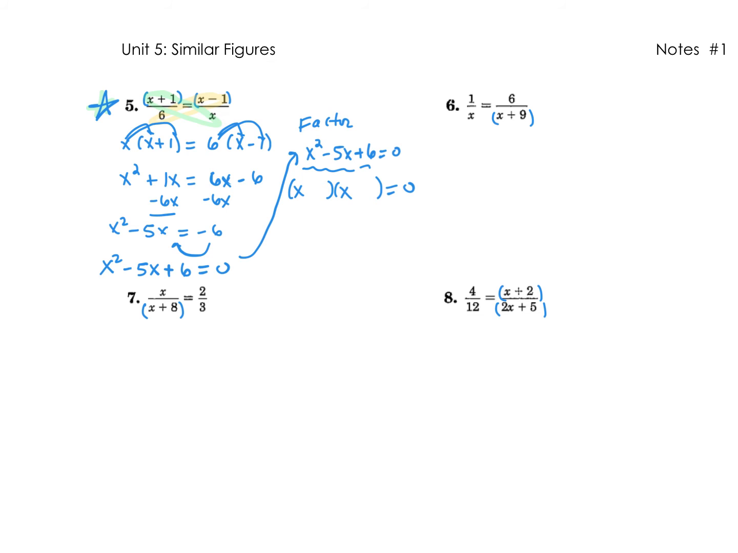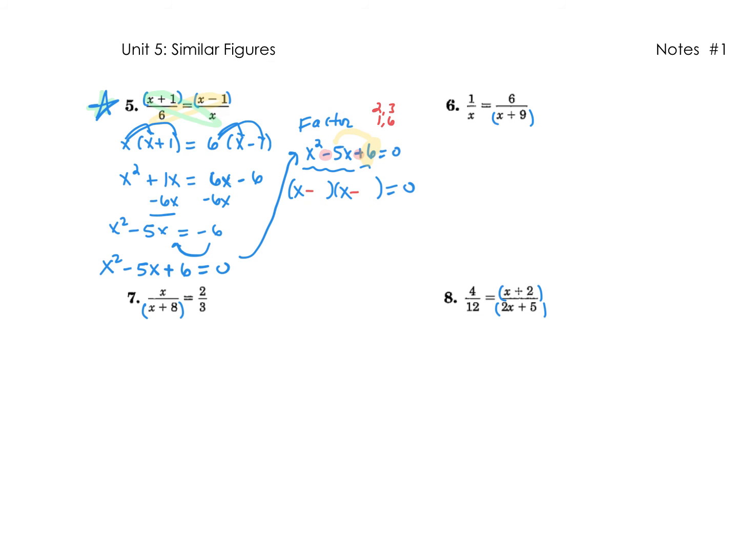The next clue that we have is that the middle term is negative, last term is positive. That always means you're going to have two negatives in your parentheses. Because we have to think of factors of 6, that last number, that are going to add or subtract to give us -5, and factors of 6 would either be 1 and 6 or 2 and 3.